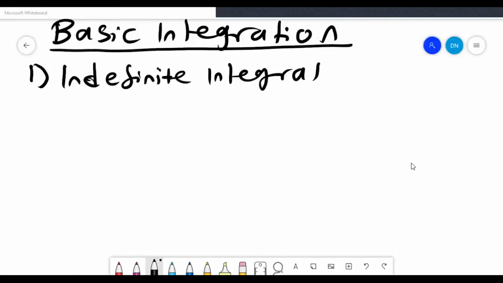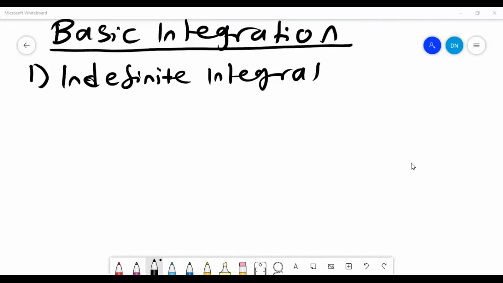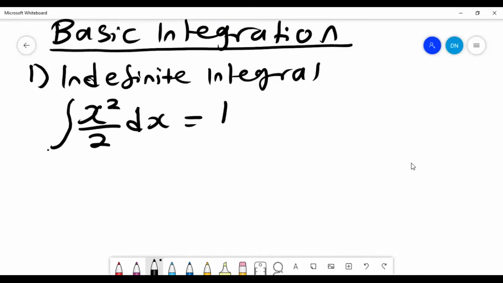So we want to look at basic integration, and we start by looking at a simple example of indefinite integral. What do we mean when we say this is an indefinite integral? It's an indefinite integral because we are not given the limits of integration that we're going to use. And this is a basic example that we can have.